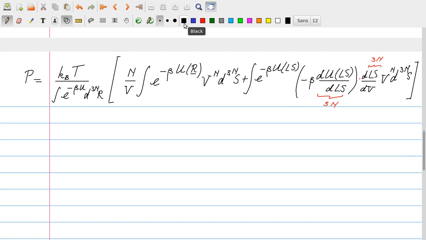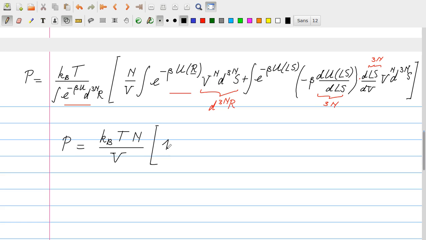And so now we can first have a look at the first term, which turns out to have a very simple form. In fact, the combination V to the power N times the integration over the scaled variables, we now return back to the original notation. That can be written as d3Nr, and we see that this integral is exactly the same as this integral, so this integral cancels against this one, and so we can start the next line by writing P is kBT, and then we have an N over V, and since the integrals cancel, we have here simply a 1.